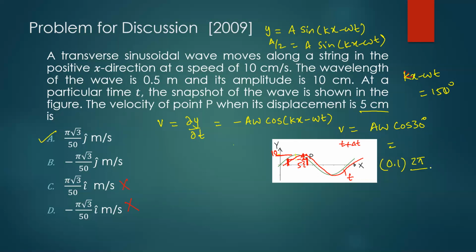Okay, so now what is the time period? Time period will be 1 over frequency, or I can just write it as 2 pi into frequency. So frequency is velocity of sound, sorry, why am I saying sound? Velocity of wave on the string, which is 10 centimeter per second, so 0.1 by wavelength 0.5. So that is 1 by 5. So I'll put 1 by 5. Cos 30 is root 3 by 2, so you get pi root 3 by 50.